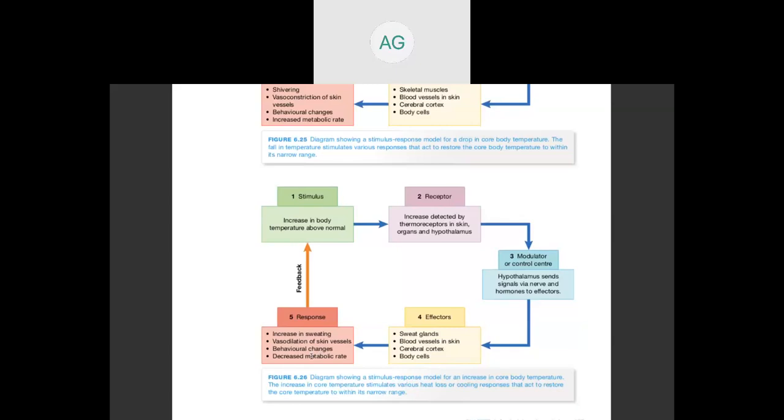Maybe you just turn on the aircon, things like that, and the metabolic rate decreases as well to lower the body temperature. So the change is an increase, but your body is trying to decrease the temperature. It's operating negatively, in the opposite way. Negative feedback is kind of opposite. If it's an increase, your body is trying to decrease it. If it's a decrease, the body is trying to increase it to bring it up to normal. I hope that makes sense.